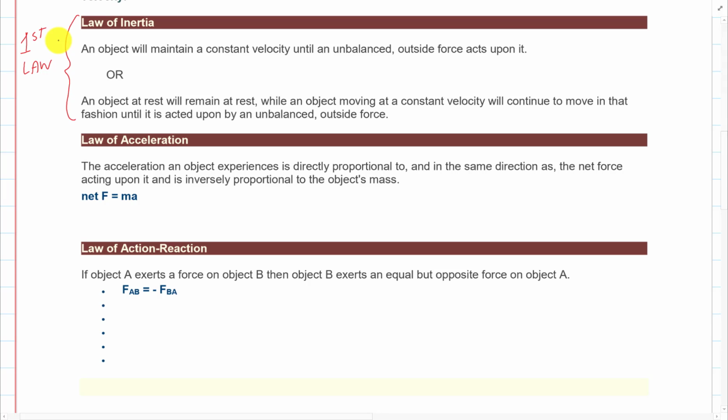Has the nickname the Law of Inertia. An object will maintain a constant velocity until an unbalanced outside force acts upon it.